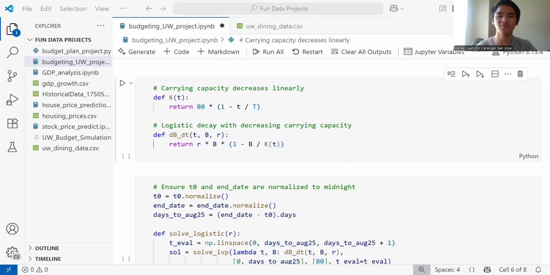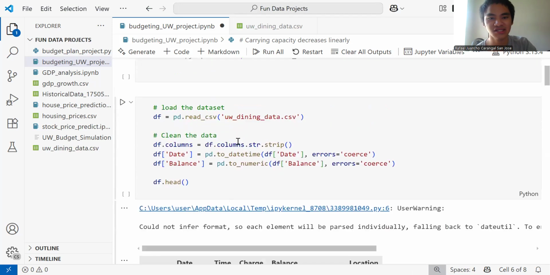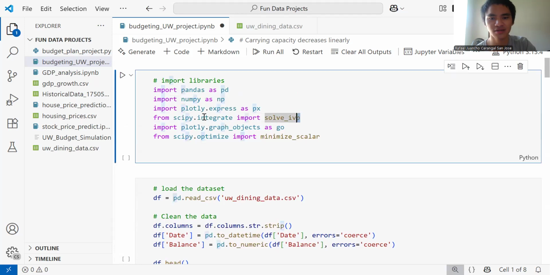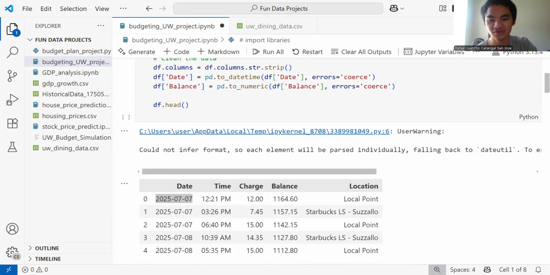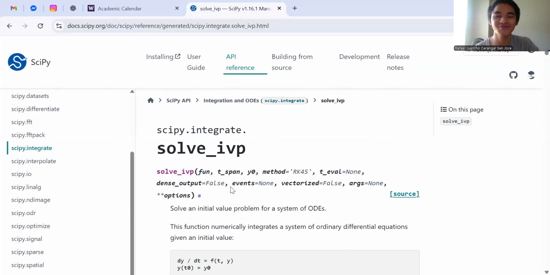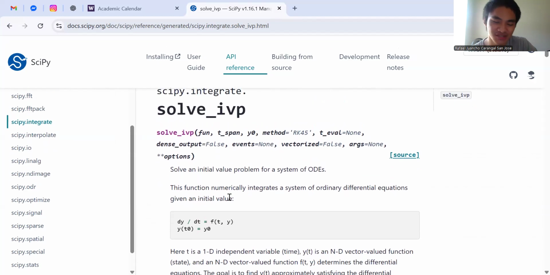And then I also used a Python solver, which is solve IVP, from the SciPy library. I'm pretty sure I imported SciPy. Yeah, here. And this is solve IVP. Here's what solve IVP does. I shouldn't really show this, but it's okay.